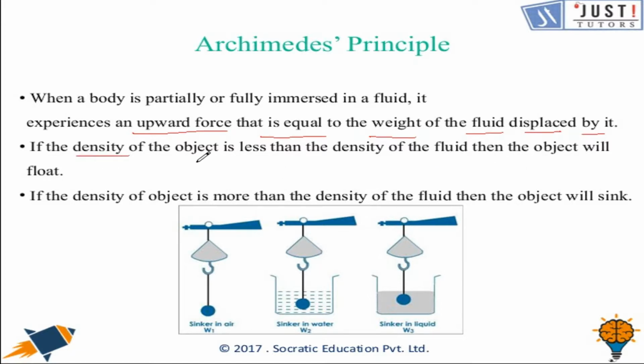If the density of the object is less than the density of the fluid, then the object will float, and if the density of the object is more than the density of the fluid, then the object will sink. For example, a cork floats and a nail sinks due to this reason. And what is density? Mass per unit volume is known as density.